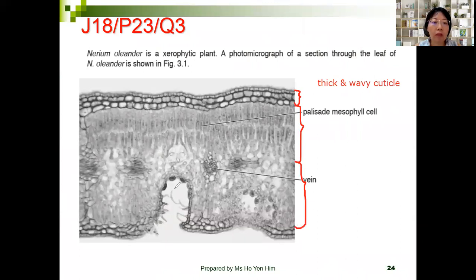But what is not normal is that there's a groove here. And all the stomata of the leaves are located in the groove. You cannot find stomata here in the area that's directly exposed to the air. So all the stomata are found in the groove because the groove will trap the moist air to reduce water loss. And then there are some hairs or trichomes in the groove also to further block the wind.